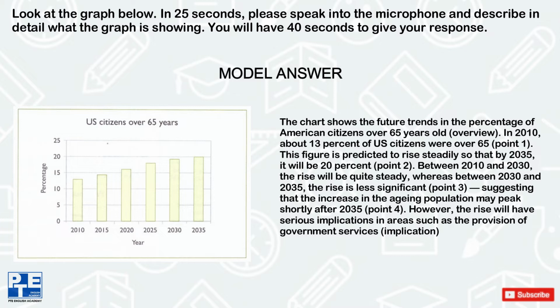Point 2. Between 2010 and 2030, the rise will be quite steady, whereas between 2030 and 2035, the rise is less significant. Point 3. This suggests that the increase in the aging population may peak shortly after 2035. Point 4. However, the rise will have serious implications in areas such as the provision of government services.